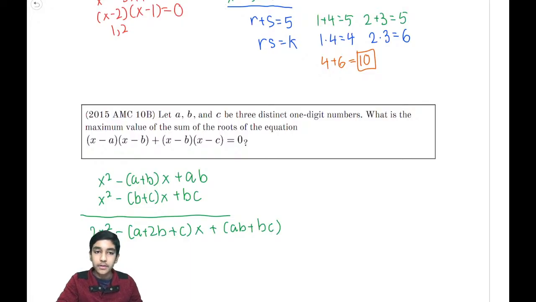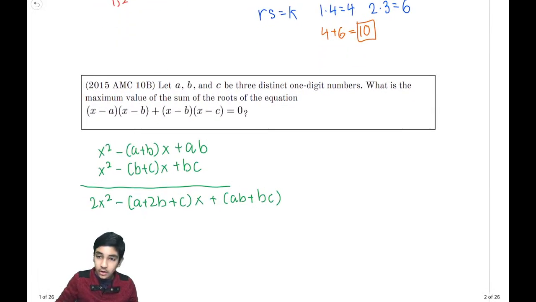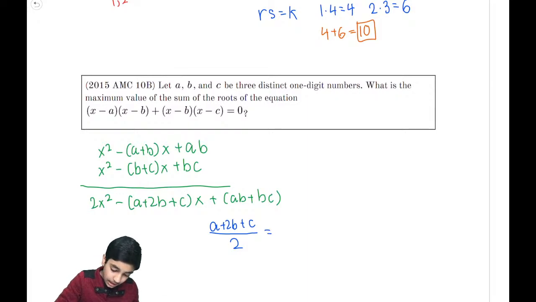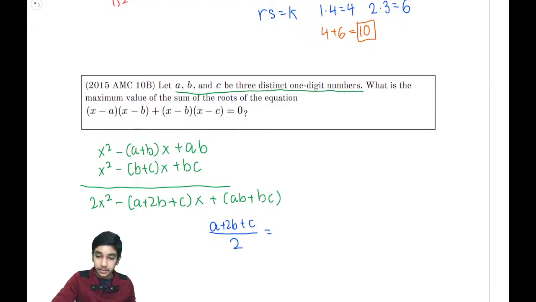Okay, so now what can we do? We have this new quadratic, and we want to maximize the sum of the roots. What will be the sum of the roots of this quadratic? By Vieta's formulas, the sum of the roots is a plus 2b plus c, divided by 2, and we want to maximize this quantity. We know a, b, and c are 3 distinct one-digit numbers.